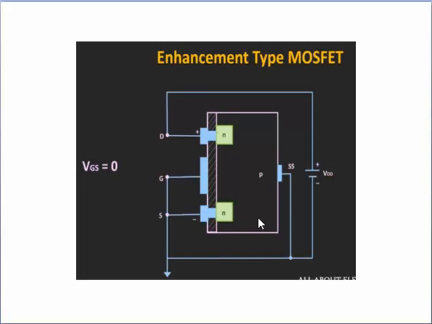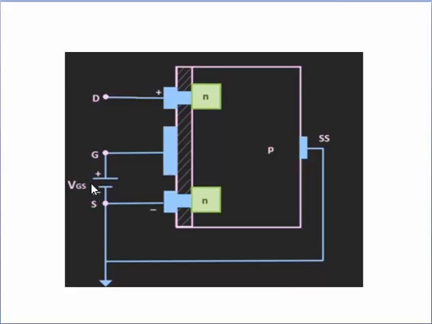Now let us see what happens when we apply a positive voltage between gate and source. In this figure, we apply the positive voltage between the gate and source terminal. Here the substrate and source terminal are connected together, and they are connected to the ground terminal. The positive voltage is applied between the gate and the source terminal. And for a moment, let us assume that VDS is equal to 0. That means the voltage between drain and source is 0.